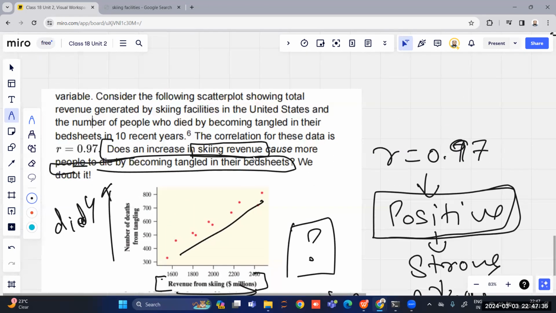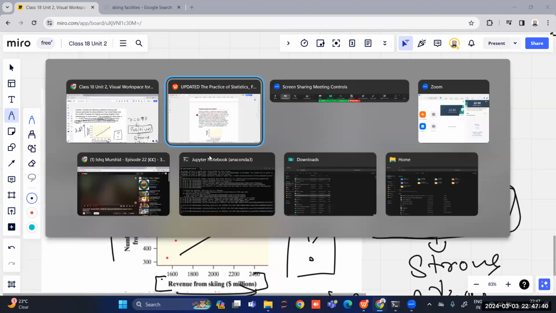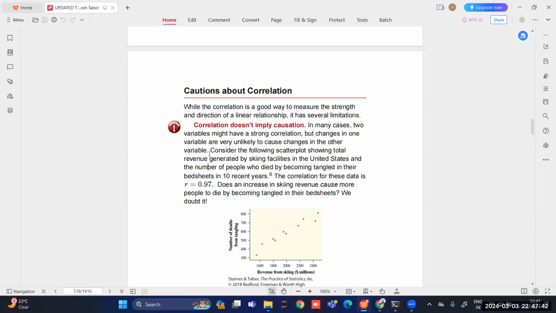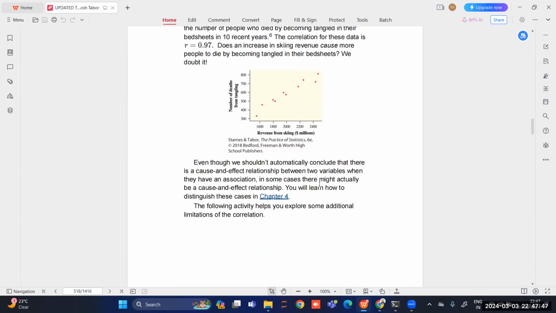Here, does an increase in skiing revenue cause more people to die? No. It depends on the revenue, but it will not cause more people to die, because it is a natural phenomenon. We shouldn't automatically conclude that there is a cause and effect relationship between two variables when they have an association. We cannot say there is always a direct relationship where an association is very high or positive. In some cases, there might actually be a cause and effect relationship.